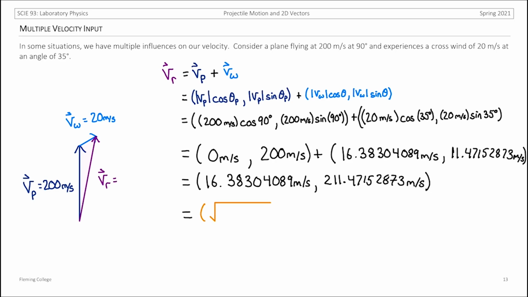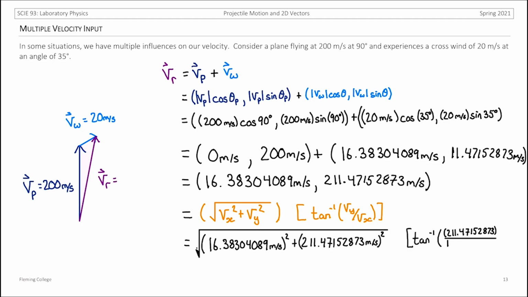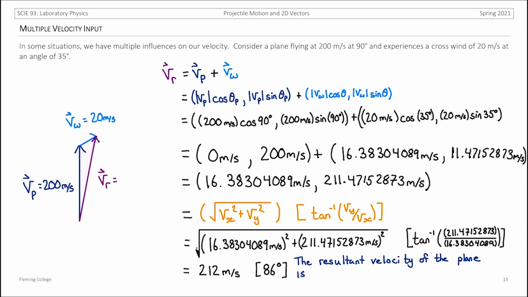So we've decomposed and now added the components. Now we need to reconcile the vector. Remember, we're going to use that Pythagorean type equation, and we're going to also use the tan inverse for the direction component. So plugging the values that we just saw in, we find that we get a magnitude of velocity for our resultant vector of 212 meters per second, and our new direction is now 86 degrees. So the resultant velocity of the plane is approximately 212 meters per second at an angle of 86 degrees.